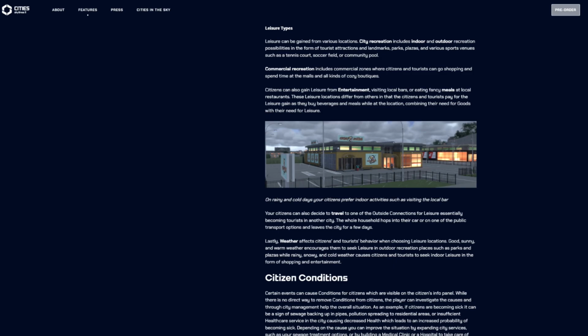So anyway, very cool. Commercial recreation includes commercial zones where citizens and tourists can go shopping and spend time at malls and all kinds of cozy boutiques. They can also gain leisure from entertainment, visiting local bars or eating fancy meals at local restaurants. These leisure locations differ from others in that the citizens and tourists pay for the leisure gain as they buy beverages and meals while at the location, combining their need for goods with their need for leisure. And here it tells us the inverse of what it said earlier. On rainy and cold days, your citizens will prefer indoor activities such as visiting a local bar.